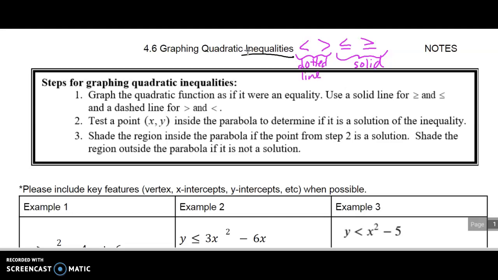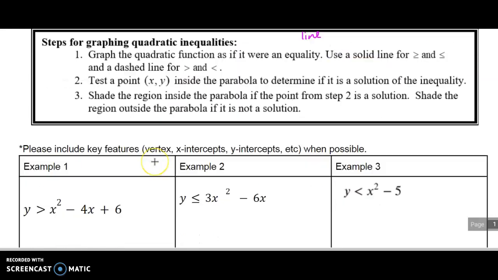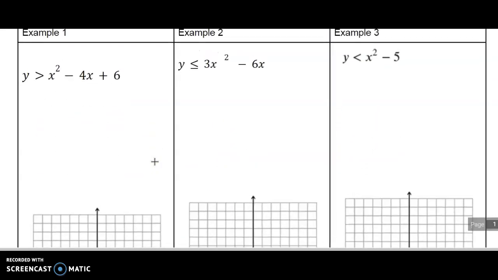Because it's an inequality, there's more than one answer. There's a bunch of points, so we use shading. Some people can tell if something's greater than or less than and just shade above or below, but otherwise we can pick a point and test it. If you pick a point, substitute it, and it's true, then you shade that side. If it's not true, then you shade the other region. The way that we're going to graph these inequalities really depends on if they're factorable, if they're not factorable, the form that's given, and everything else. So let's look at example number one.